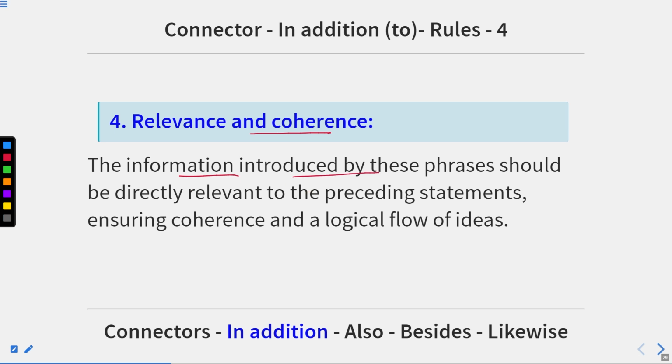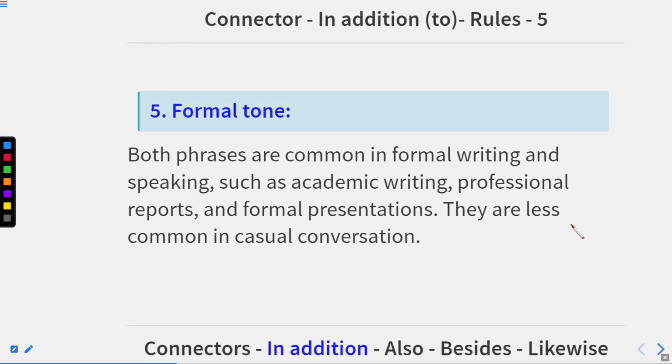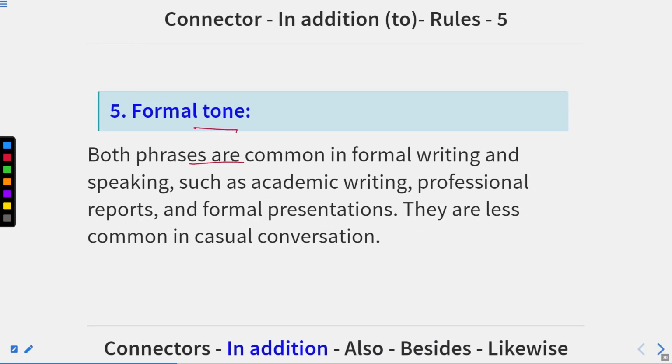Now, relevance and coherence. The information introduced by these phrases should be directly relevant to the preceding statements, ensuring coherence and a logical flow of ideas. Formal tone. Both phrases are common in formal writing and speaking, such as academic writing, professional reports, and formal presentations. They are less common in casual conversation.